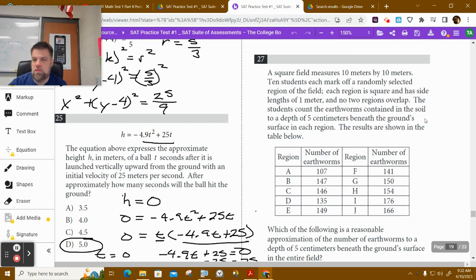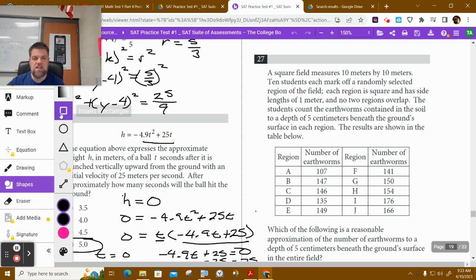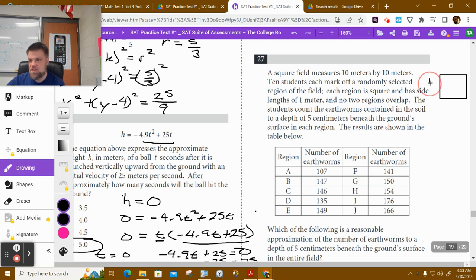All right, so for problem number 27, it says a square field measures 10 by 10 meters. I'm just going to sketch that out real quick because, for me personally, it helps to have the image. So pretend that's a perfectly drawn square, and that this is 10 meters by 10 meters, okay?